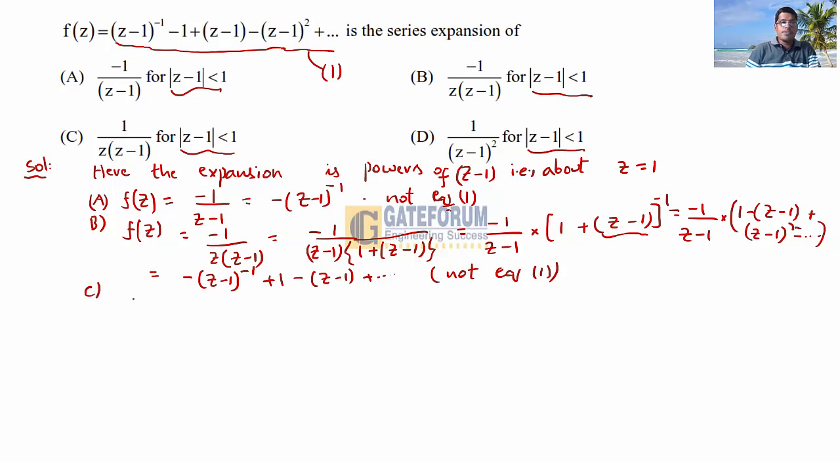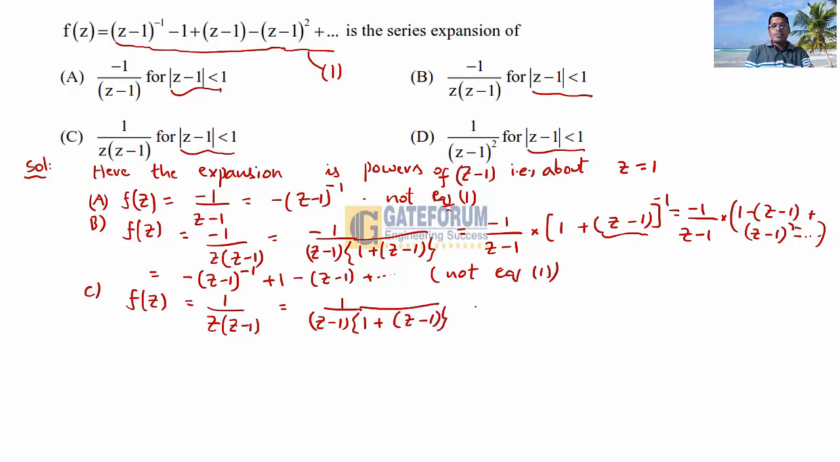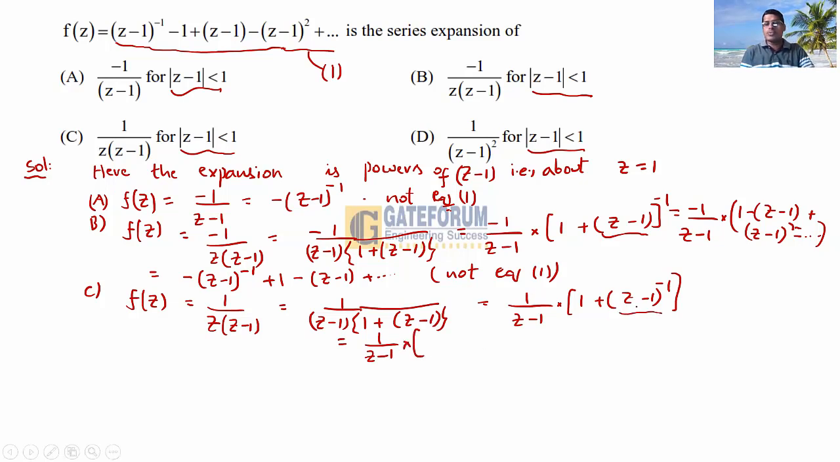Now see f of z is equal to, so I am going by verifying the options one by one. Whichever option, after using those standard expansions, gives the given equation 1, that option is the answer. So z into z minus 1, which can be written as option B, 1 by z minus 1, that z can be written as adding 1, subtracting 1, 1 plus z minus 1. So this can be written as 1 by z minus 1 into 1 plus z minus 1 whole to the power minus 1. Now this can be written as 1 by z minus 1 into, it looks like 1 plus x whole power minus 1.